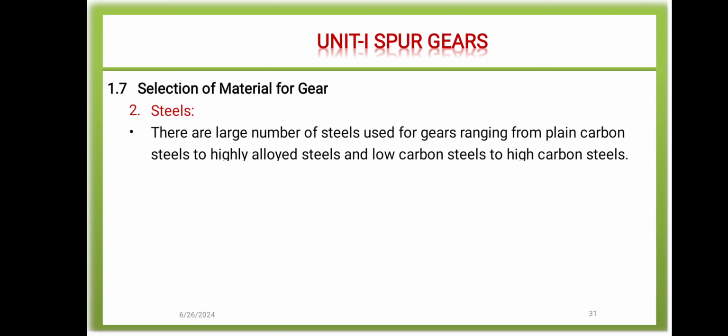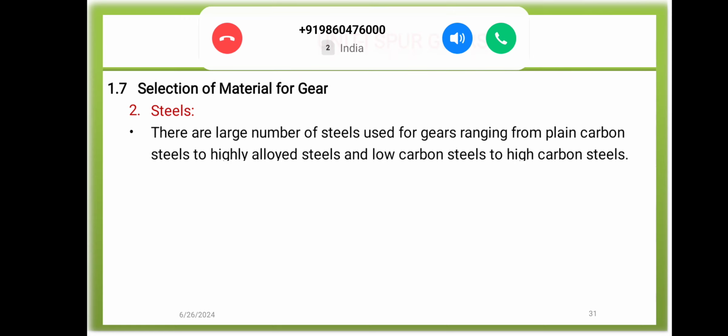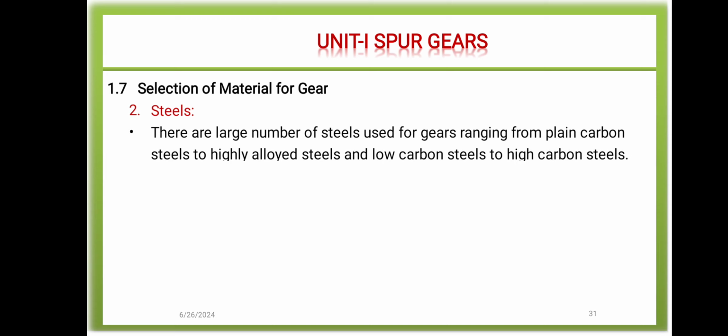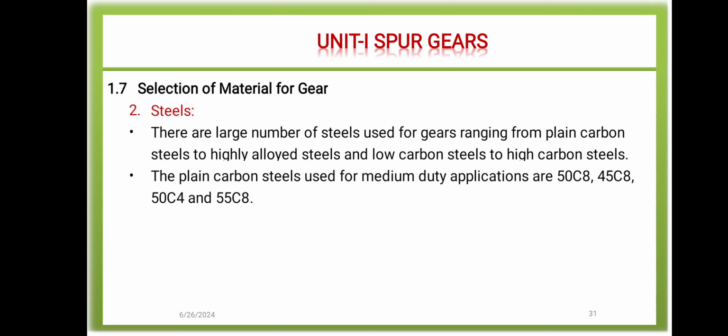Second one is steel. Steel is nothing but an alloy of iron and carbon. There are a large number of steels used for gears, ranging from plain carbon steels to highly alloyed steels, and low carbon steels to high carbon steels. 50C4, 50C8. So 50C4 means 0.5 percent of carbon and 0.4 percent of manganese. The same is applicable for 55C8.